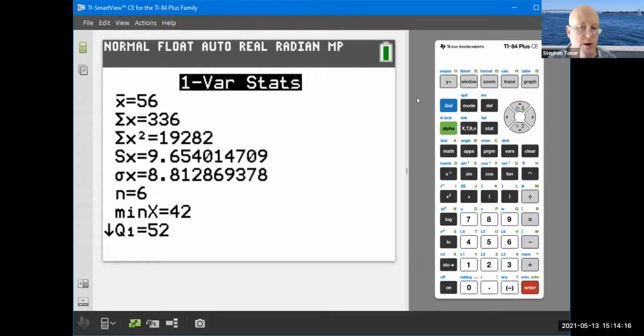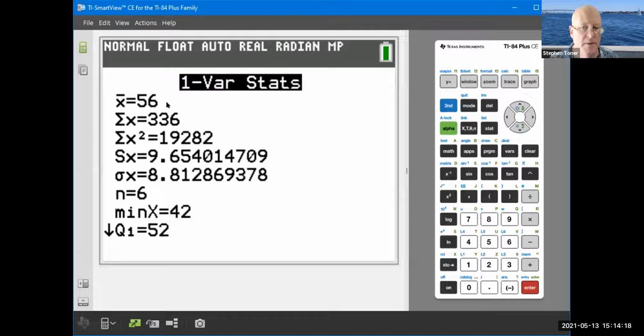Okay, it tells me right at the very top here what the mean is. It tells me if I added up all the values, that sigma says add up all the values, it adds up to 336. The sigma x squared says add the squares together. That would be 42 squared plus 52 squared plus 53 squared, etc., adding up the square of each of the data values you've entered. Then we have our sample and population standard deviations.